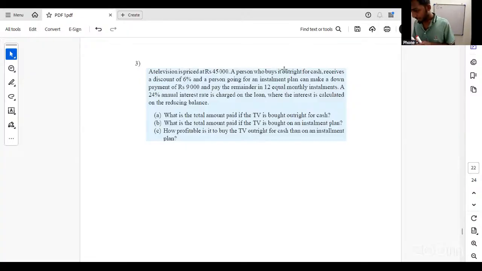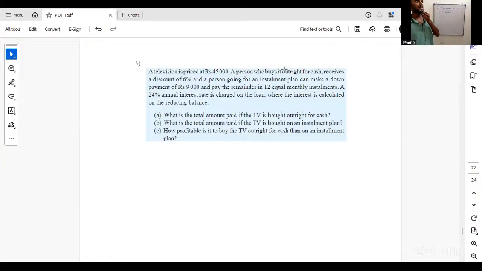It says, what is the total amount paid if the TV is bought outright for cash? Now they say, what if the TV is bought directly for cash? There's a discount of 6% that they give. The amount he has to pay if he buys the TV with cash is, they say, 45,000 rupees, and he receives a discount of 6%.